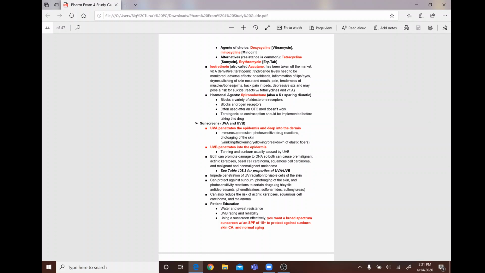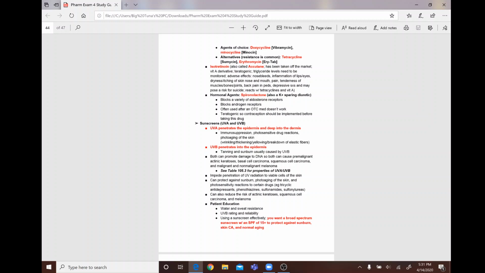Called Accutane, has been taken off the market. Vitamin A derivative, teratogenic. Triglyceride levels need to be monitored. Adverse effects like nosebleed, inflammation of the lips, eyes, drying, itching of the skin, nose, and mouth, pain, tenderness, and stiffness of muscles, bones and joints, back pain, depressive symptoms, and may pose a risk of suicide. Reacts with tetracyclines and vitamin A.